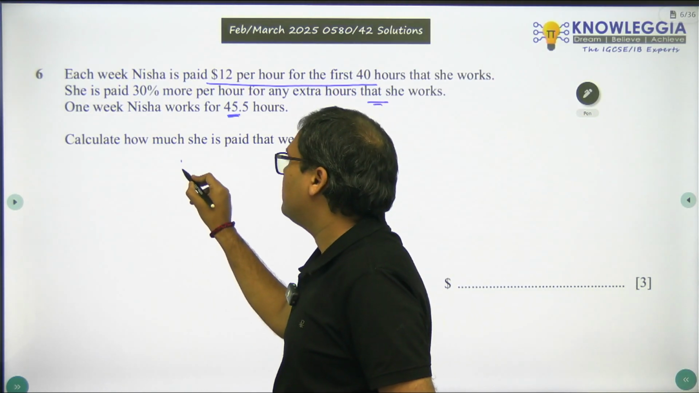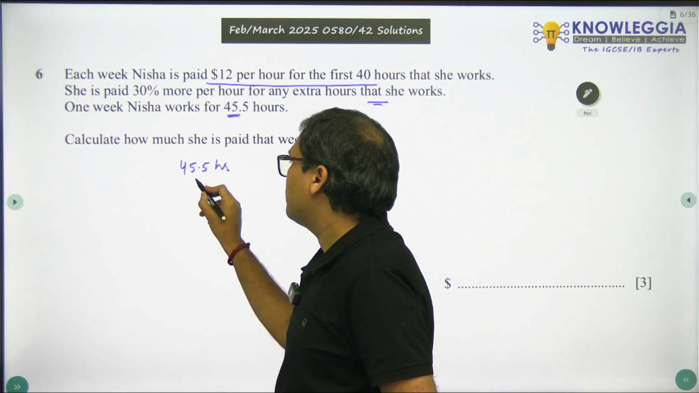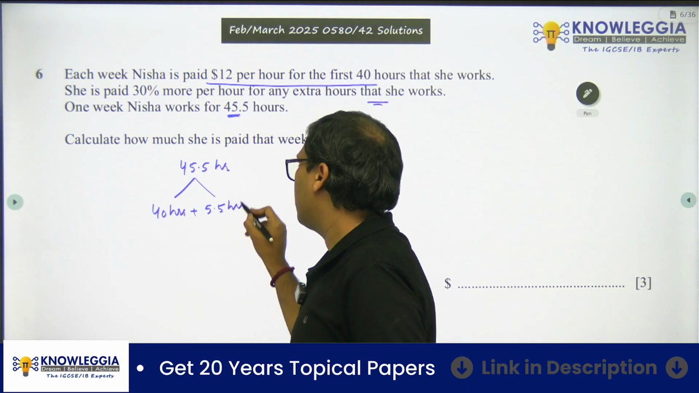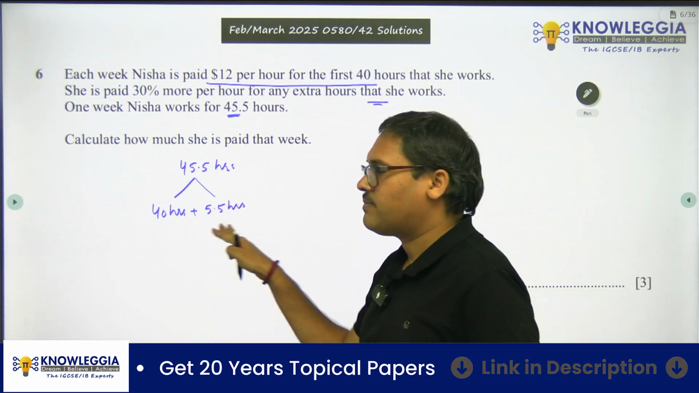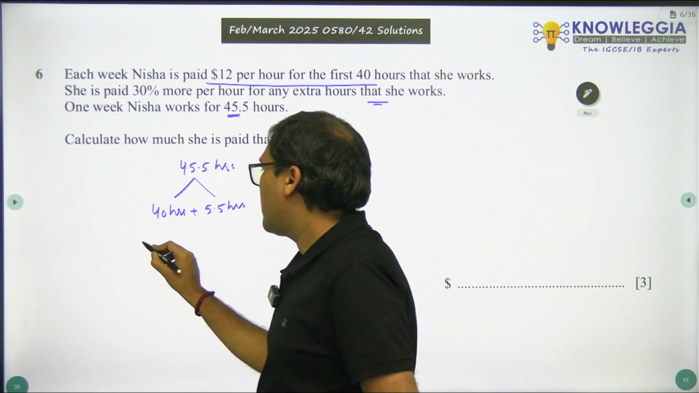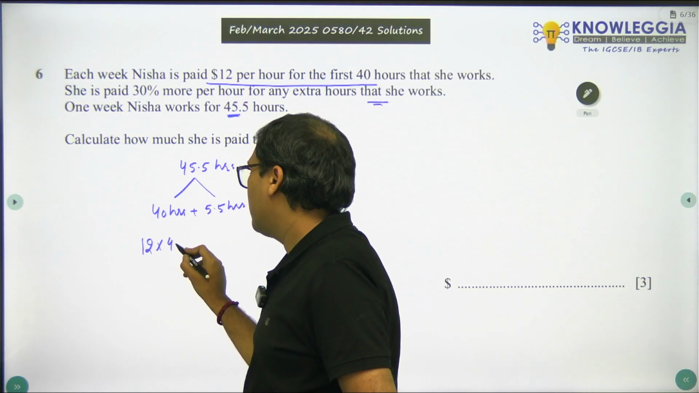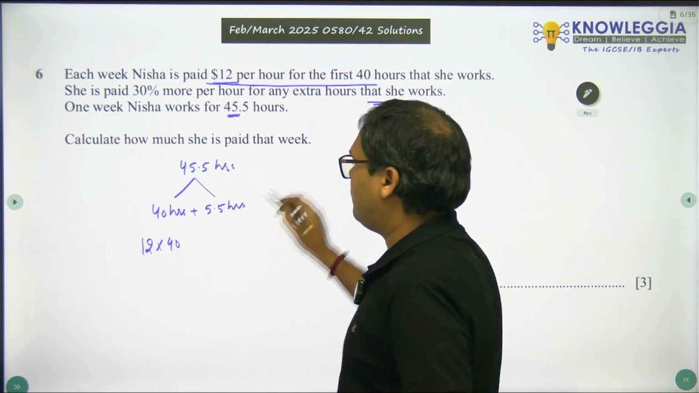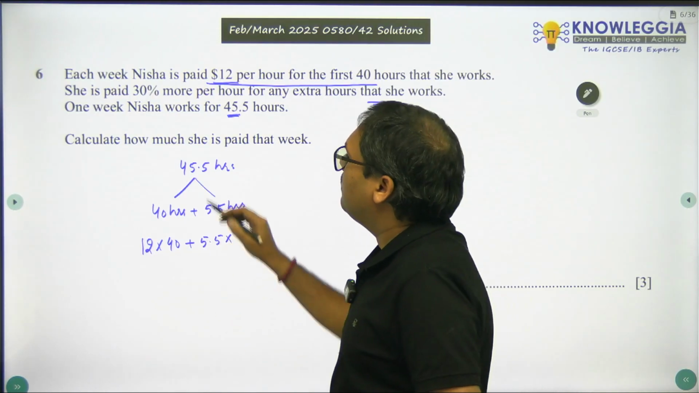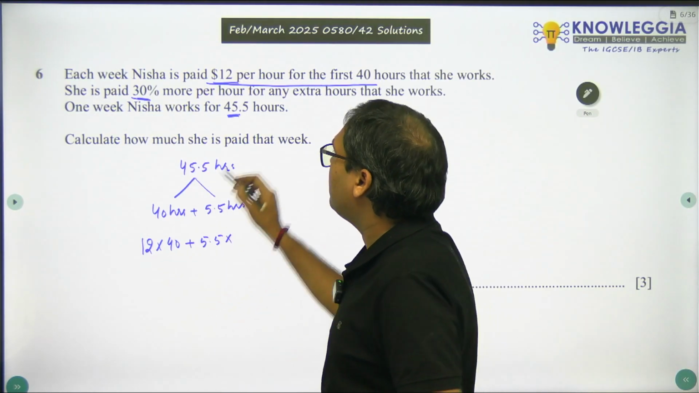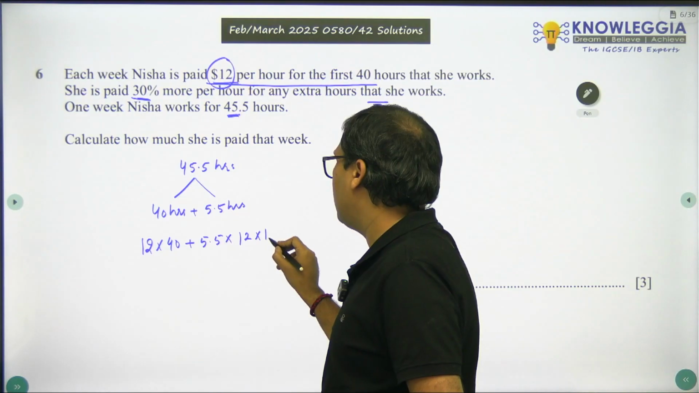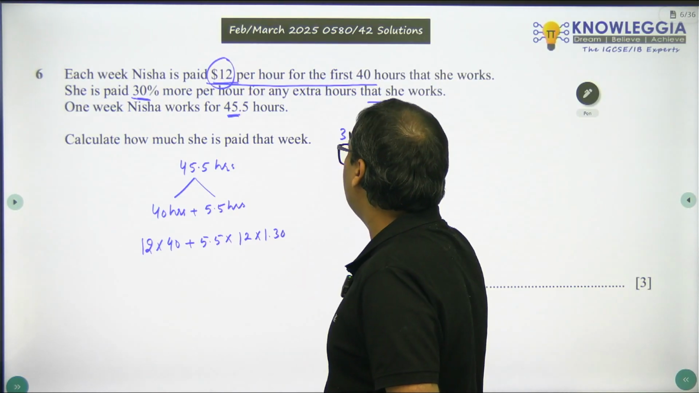Okay. So basically she is working for 45.5 hours. So you can see it is 40 hours plus 5.5 hours. Correct? Why have I written 40 hours plus 5.5 hours? Because for the first 40 hours, the pay is fixed. So this is $12 per hour, for 40 hours. Correct? Plus for the next 5.5 hours, she will be paid 30% more. It was $12 earlier, so it will increase by 30%. So how will you increase by 30%? $12 multiplied by 1.30.